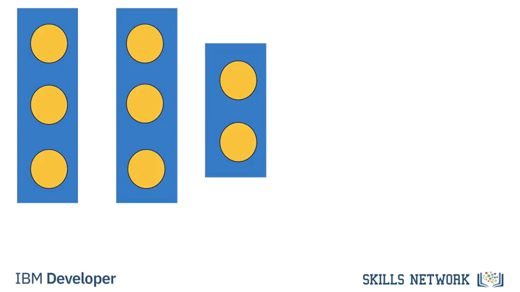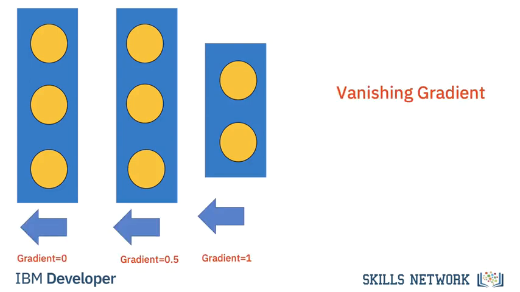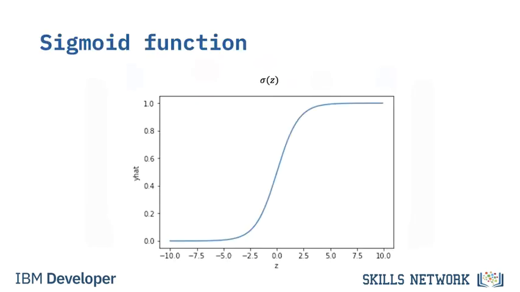If you recall, to perform gradient descent to obtain our learning parameters, we have to calculate the gradient. But the deeper the network, the smaller the gradient gets. This is called the vanishing gradient. As a result, it's harder to train the deeper layers of the network. One of the main drawbacks with using the sigmoid activation function is the vanishing gradient.